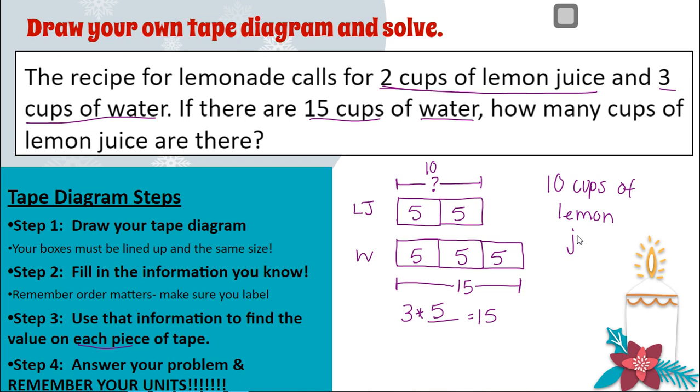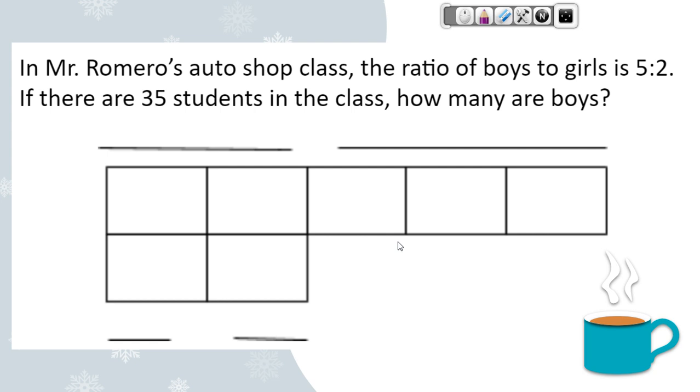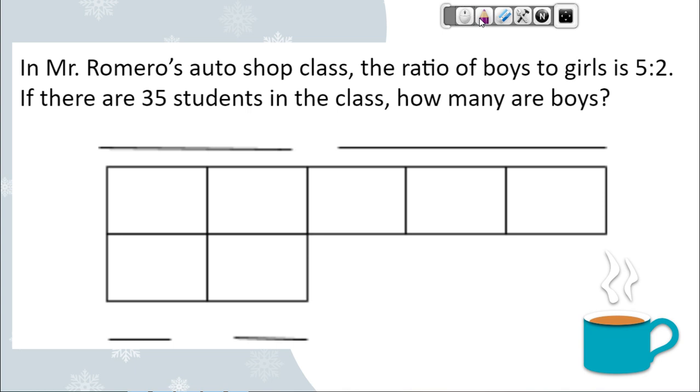That's the answer to our question. Alrighty, let's look at the next problem together. So in Mr. Ramirez's auto shop class, the ratio of boys to girls is 5 to 2. Okay, if there are 35 students in the class, how many boys are there?